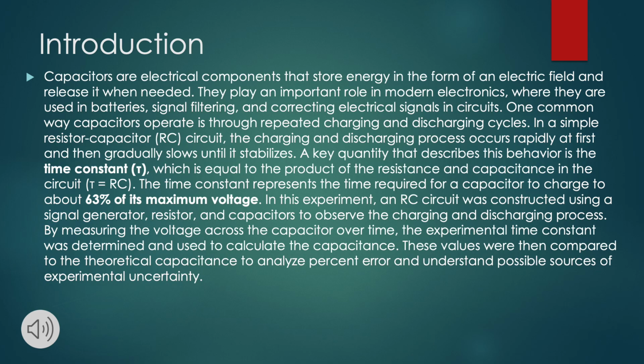In this experiment, an RC circuit was constructed using a signal generator, a resistor, and a capacitor to observe the charging and discharging process. By measuring the voltage across the capacitor over time, the experimental time constant was determined and used to calculate the capacitance. These values were then compared to the theoretical capacitance to analyze percent error and understand possible sources of experimental uncertainty.